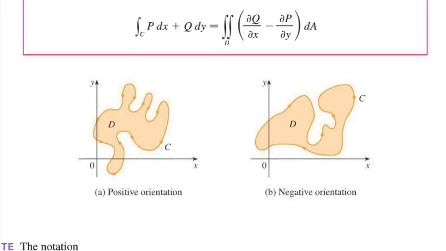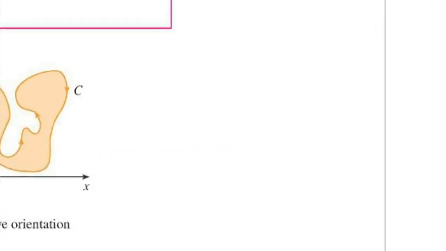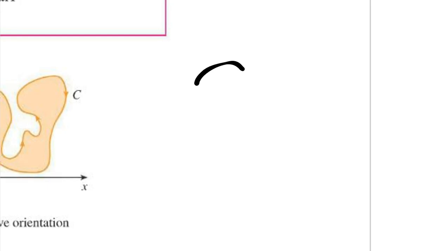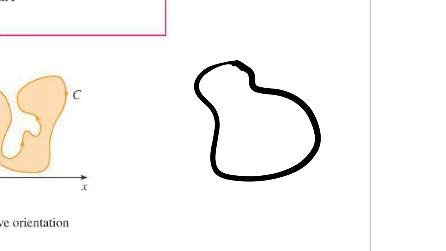It's positively oriented. That means that as you walk along the curve, the region is to your left. Later on, we're going to get to regions with holes. So you're going to have a region like this, and then there's going to be a hole inside. You still have to go in a positively oriented direction.